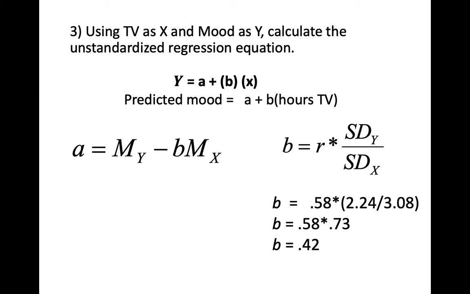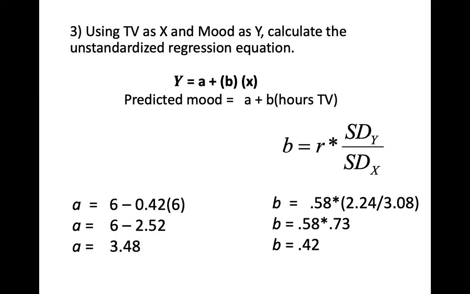Once we've got the b, we can plug in. Animations are a little funky here. Sorry about that. So where did the 6 and the 6 come from? Again, these were just values that you would have calculated for the mean of x and the mean of y in order to determine the correlation coefficient. So we've got mean of x is 6, the mean of y is 6.